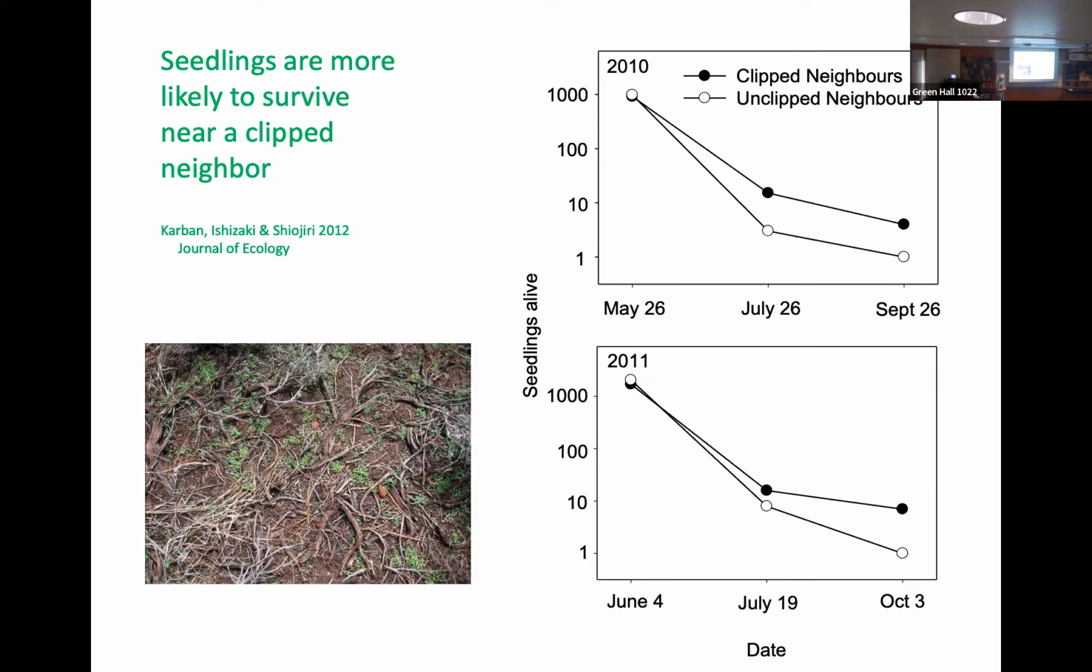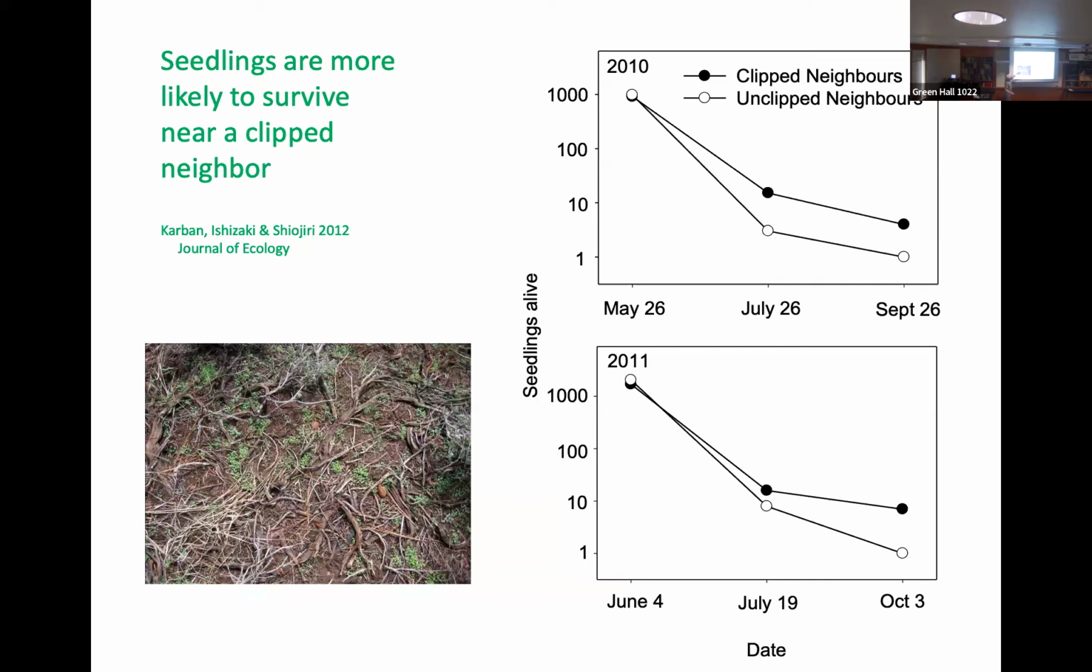And so we marked a bunch of plants, and we looked at the survival of these seedlings over a single growing season when the seedlings were close to clipped adult neighbors or unclipped adult neighbors.